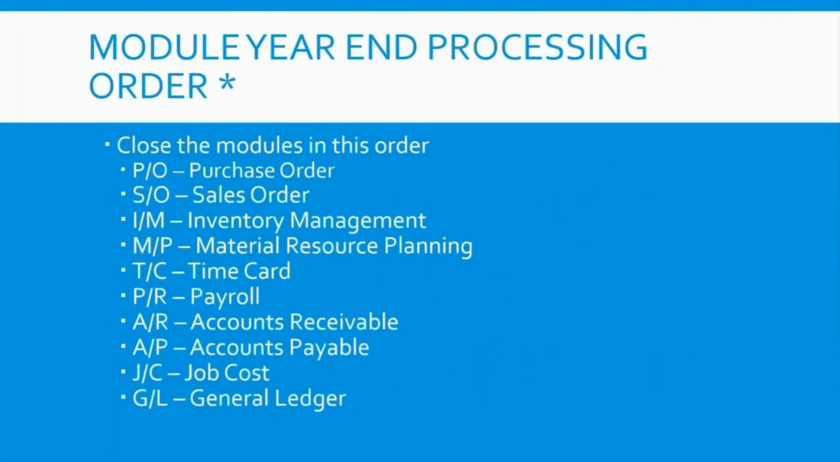The order that we close modules in, the rule of thumb is from the bottom up. What Sage recommends is you close modules from the bottom of the launcher to the top. If you look at the order we've got here, purchase order, sales order, inventory down through general ledger, and then you look at your Sage launcher, we're actually starting at the bottom of the module tree and working our way up.